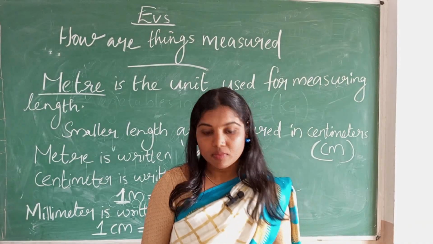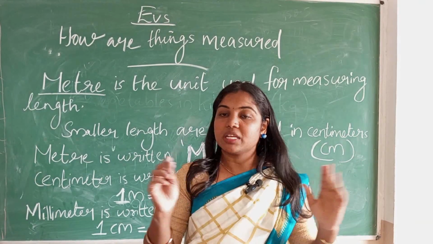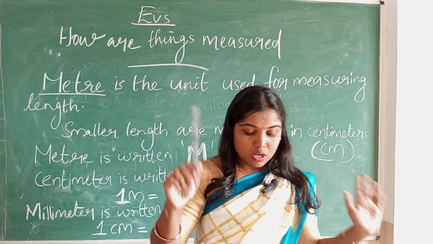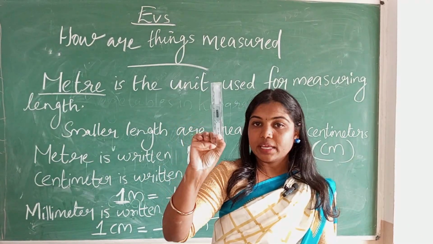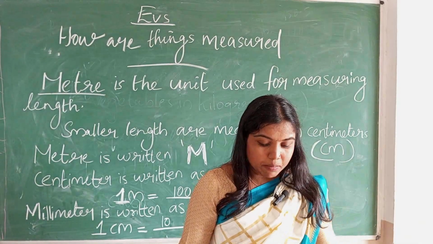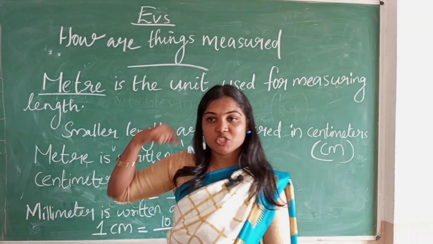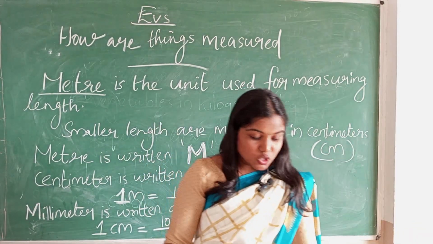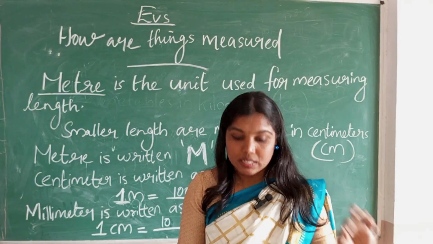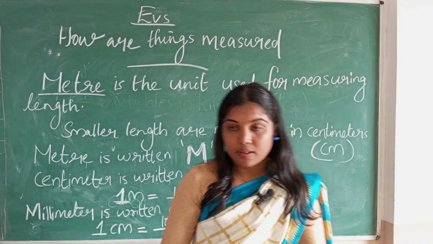Clear? Okay. Then a ruler shows us 15 centimeter long. Already we know that a ruler shows that it is 15 centimeter long. And you might have seen a tailor measuring cloth using a measuring tape. Yes. So a measuring tape measures length in meters and centimeter.